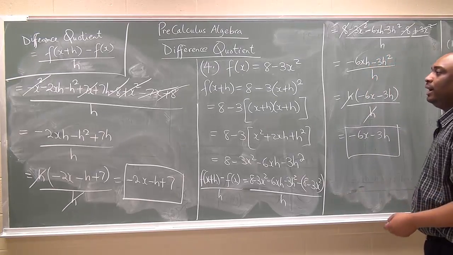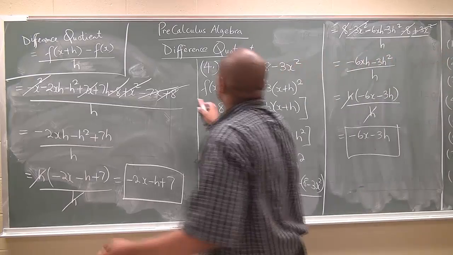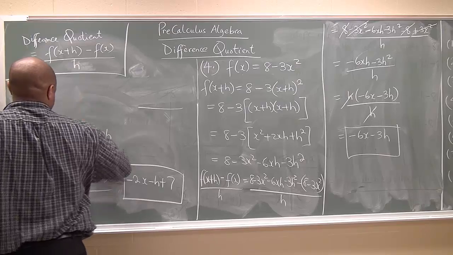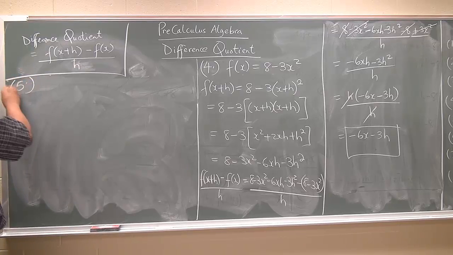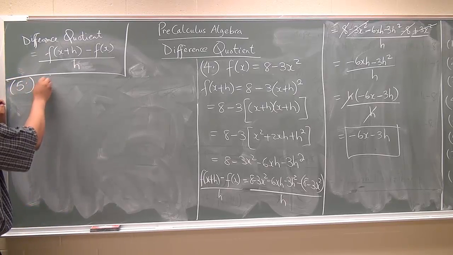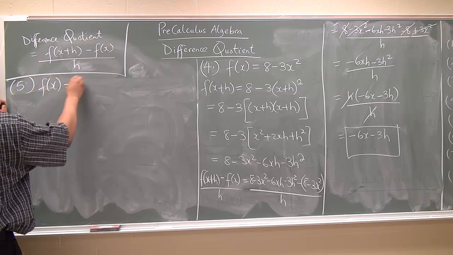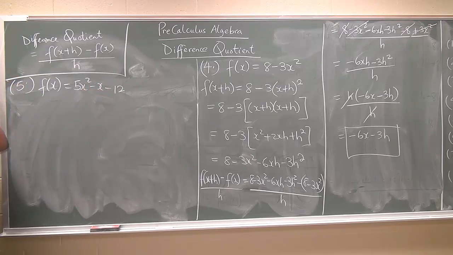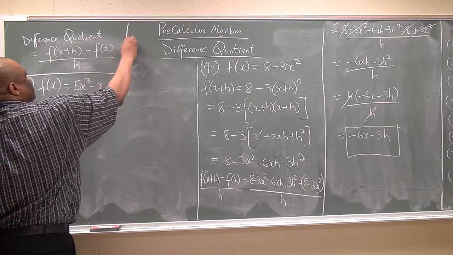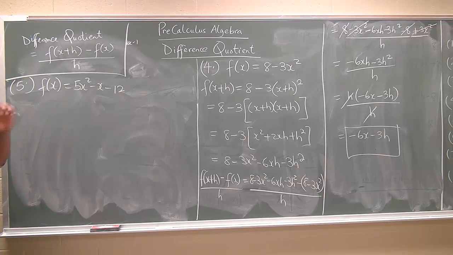All right, let's solve the fifth one. Question 5. We have f of x is equal to 5x squared minus x minus 12. If we differentiate this using the rules of differentiation, it's going to give us 10x minus 1. So whatever we find as the difference quotient, if we take that limit as h tends to 0, it gives us this. All right, let's do that.